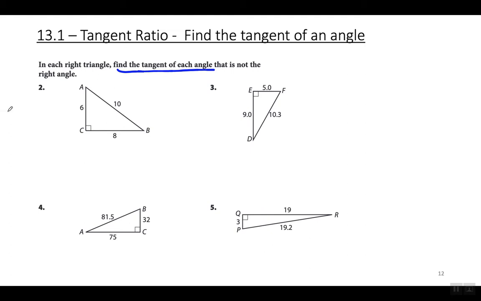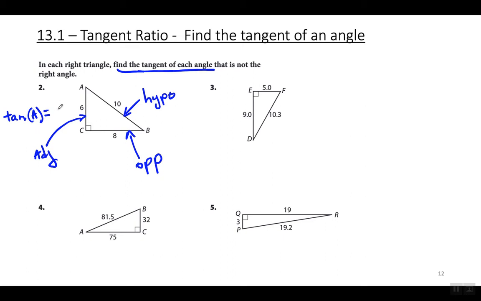So in the first one, the tangent of angle A is going to be, okay, so the hypotenuse is this side, the adjacent is this side, and the opposite is this side.